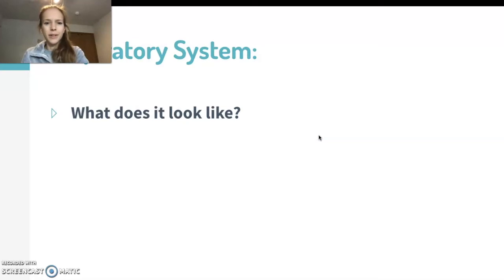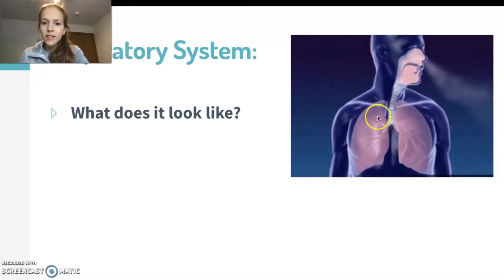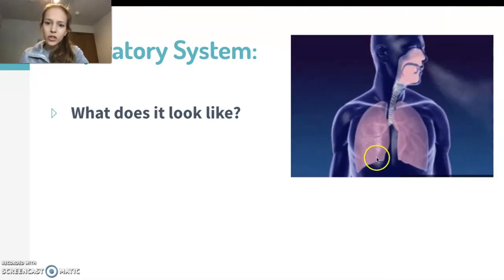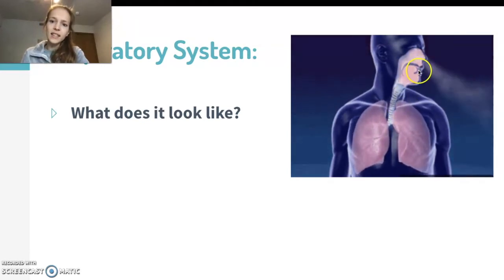Now, what does this system look like? Well, here's the lungs expanding and contracting as this person breathes in oxygen gas and out carbon dioxide gas.